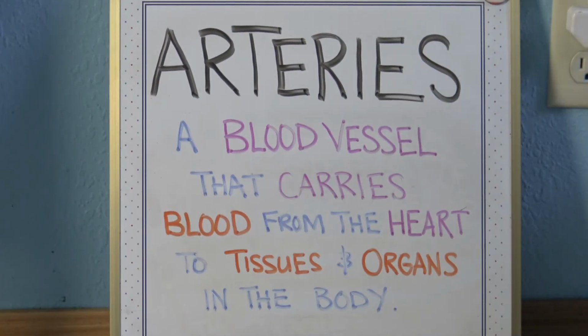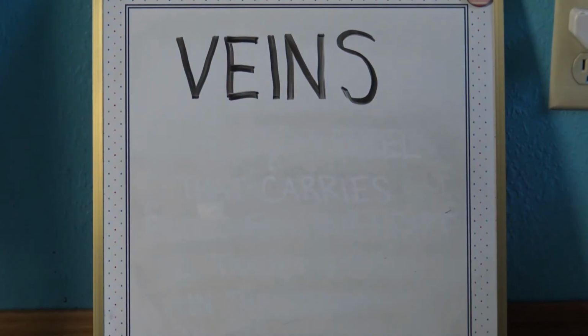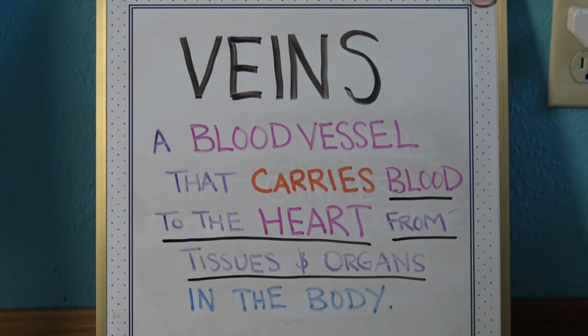Arteries. Arteries are blood vessels that carry blood from the heart to the tissues and organs in the body. Arteries. Veins. Veins are blood vessels that carry blood to the heart from tissues and organs in the body. So they carry blood to the heart from the other tissues and organs in the body.